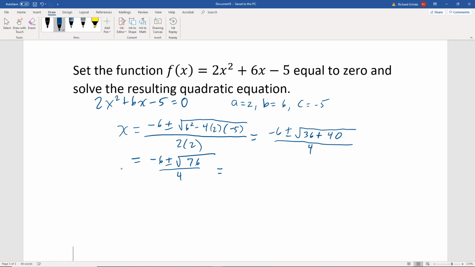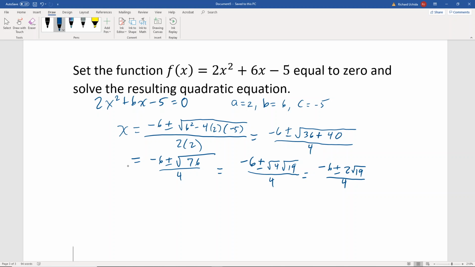And then remember, if they want you to simplify this radical, you could think, okay, for 76, does 76 have any factors which are perfect squares? We could think of the square root of 76 as the square root of 4 times the square root of 19, because 4 times 19 is 76, all over 4. Now the reason why we do this, the square root of 4 would give us 2, so this would be -6 plus or minus 2 square root of 19 all over 4.